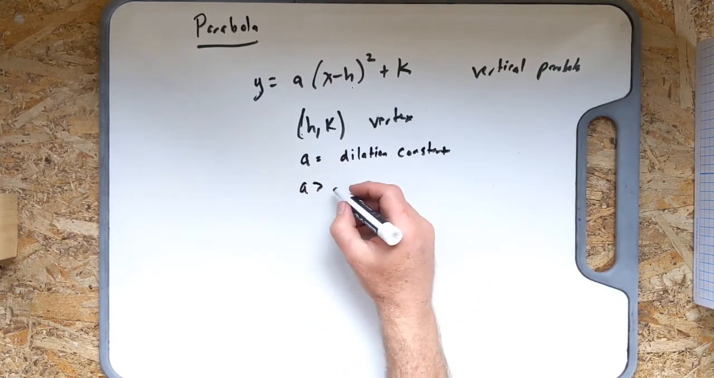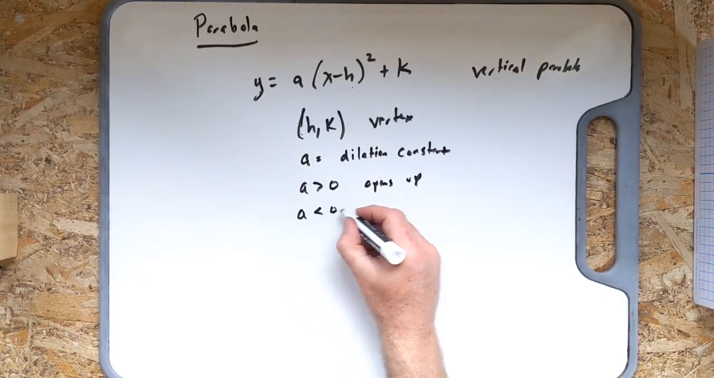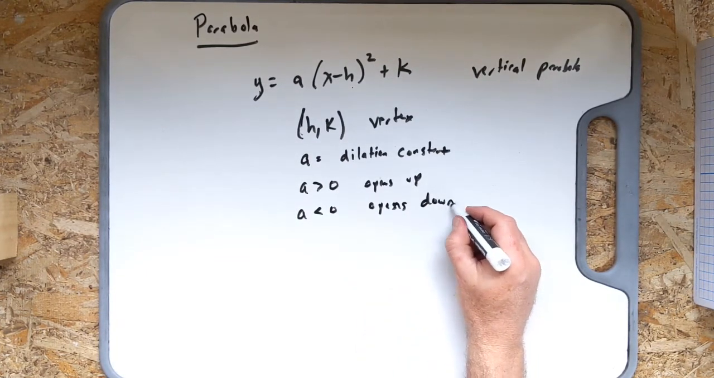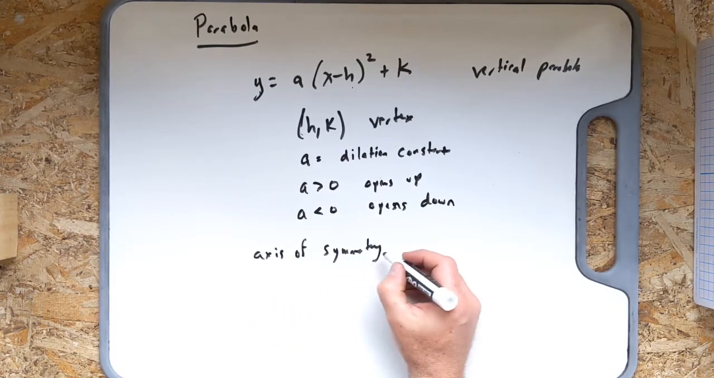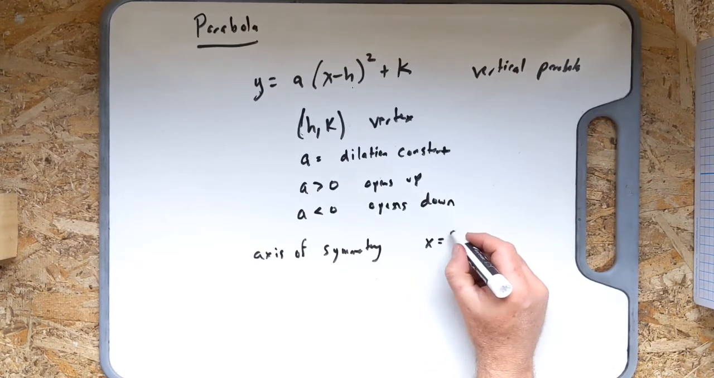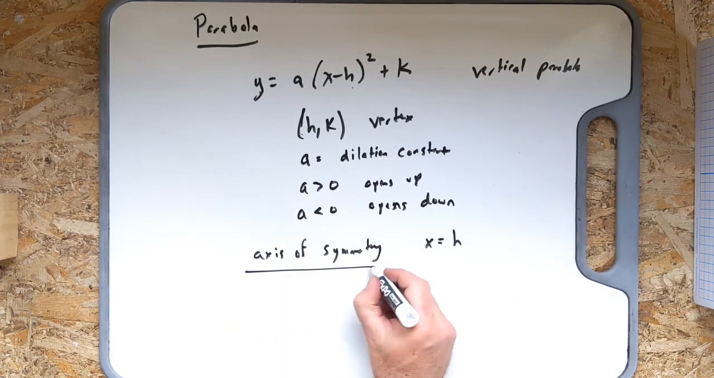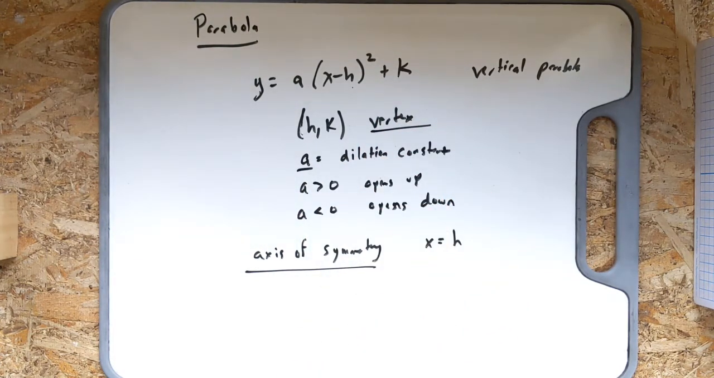A can be positive or negative. If A is bigger than 0, it opens up. And if A is less than 0, it opens down. The axis of symmetry, which is one of the other terms I gave you on that first picture, is given by the equation x equals h. H is the same number as the h value, the x value in your vertex. Okay, so here's some of the terms I had on that first picture. Axis of symmetry, there's the equation for vertex. This A determines your dilation. It'll actually change the shape of the parabola. And I haven't given you the other two elements of it.